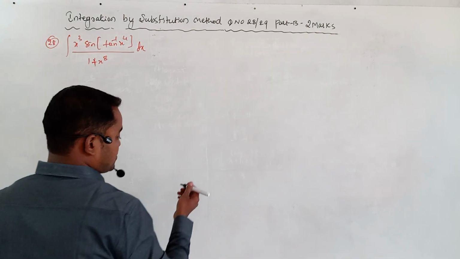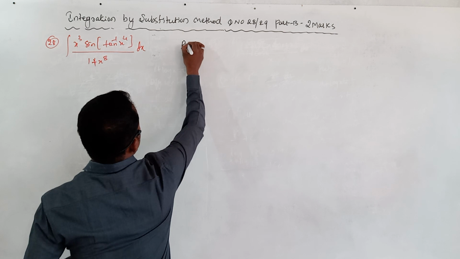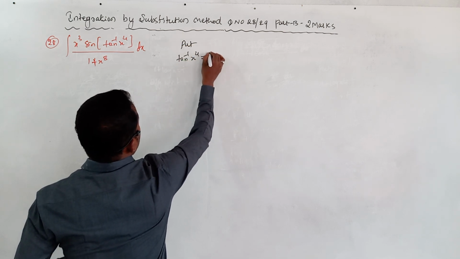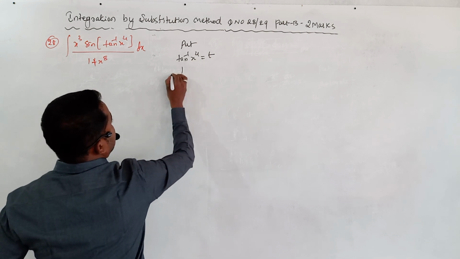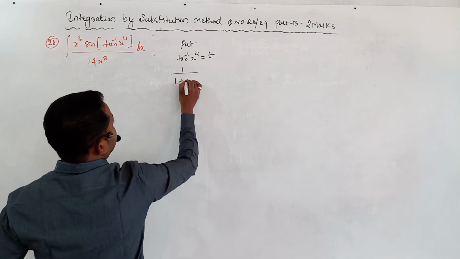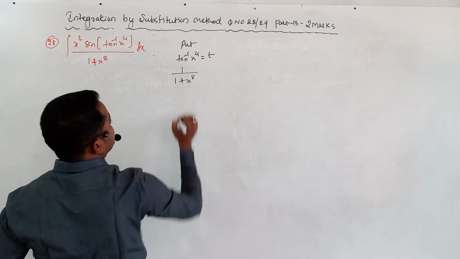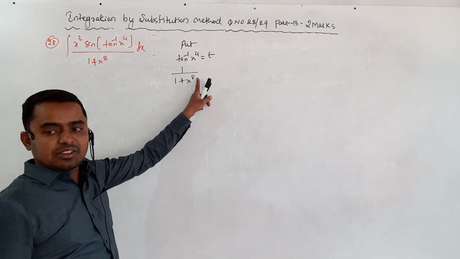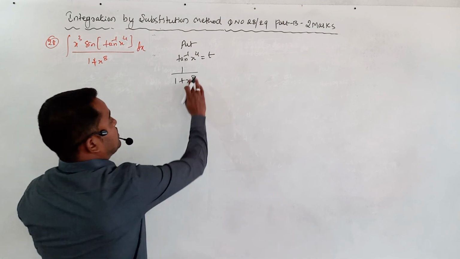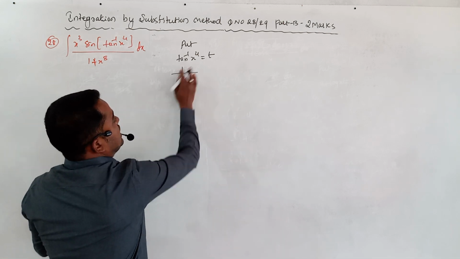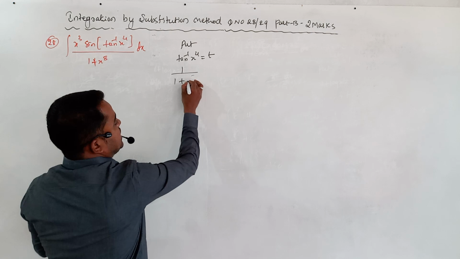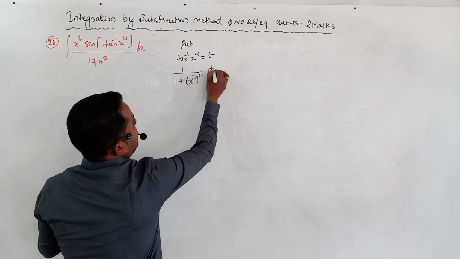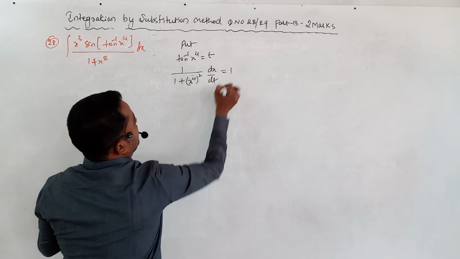Put tan inverse x raised to 4 is equal to t. Derivative of tan inverse of x raised to 4 is 1 by 1 plus x raised to 8, that is, x raised to 4 whole square. Do one more step if you want. Derivative of tan inverse x is 1 by 1 plus x square. Here x means x raised to 4 whole square, dx by dt is equal to 1.